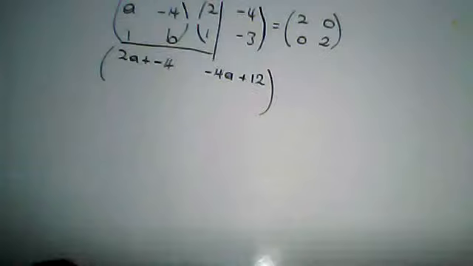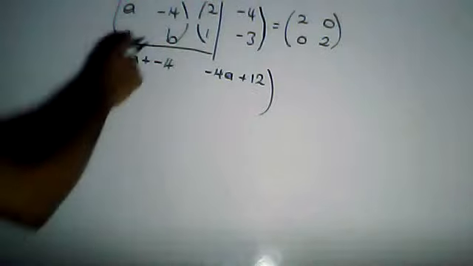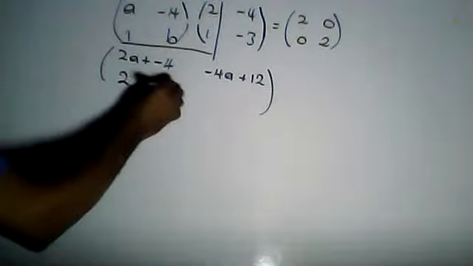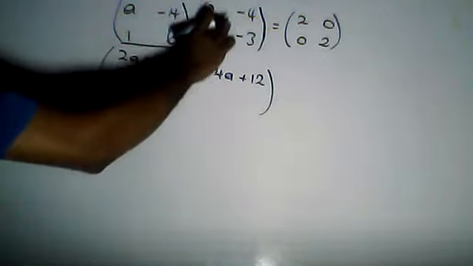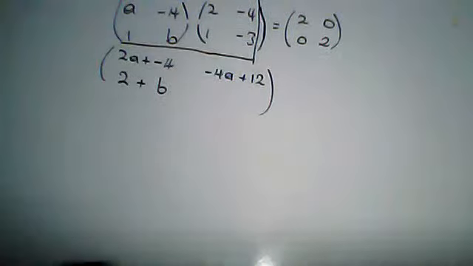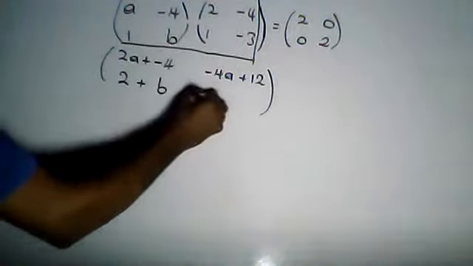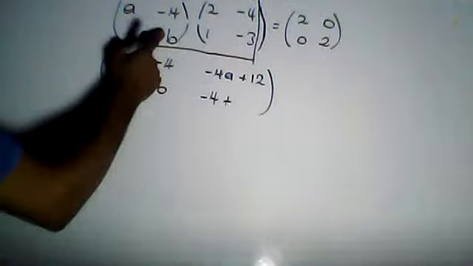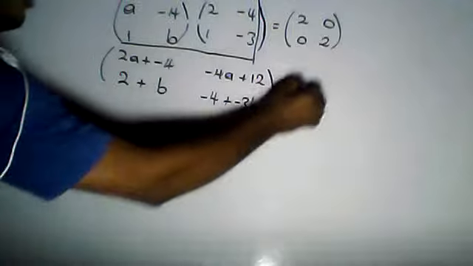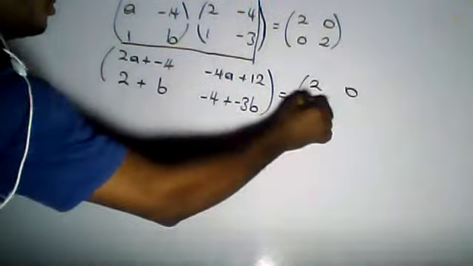We're going to do it in order. It's going to be 1 times 2, which is 2, plus B times 1, which is just B. That was the second row, first column. Now second row, second column: 1 times minus 4 is minus 4, plus B times minus 3 is minus 3B. And it's going to be equal to 2, 0, 0, 2.